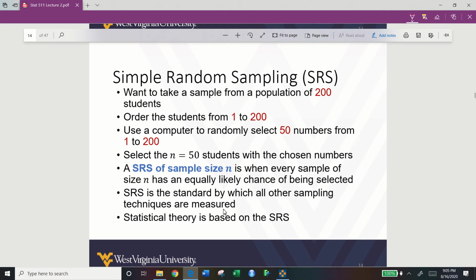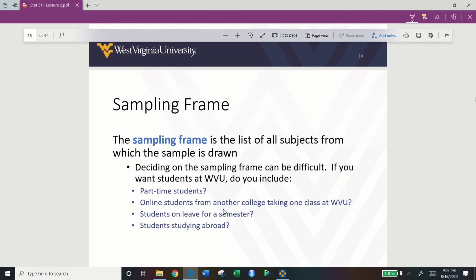SRS is the standard by which all other sampling techniques are measured. Our statistical theory is going to be based on the idea of simple random sampling. We know in reality this is not always fully practical. Going back to our polling example, not every single registered voter is going to actually vote. So if you're not planning on voting, then your opinion is not going to be as important.